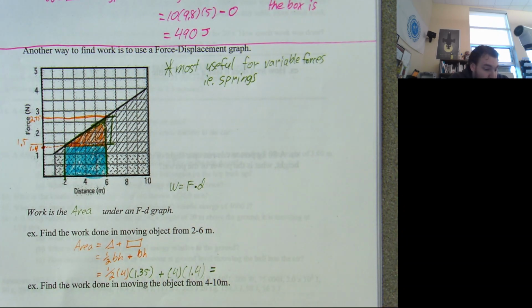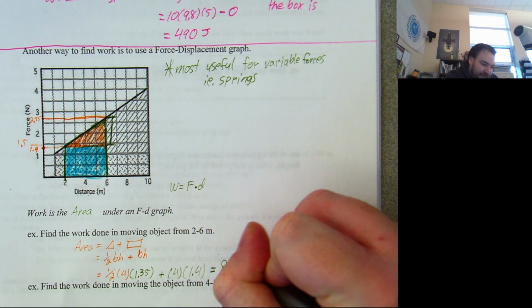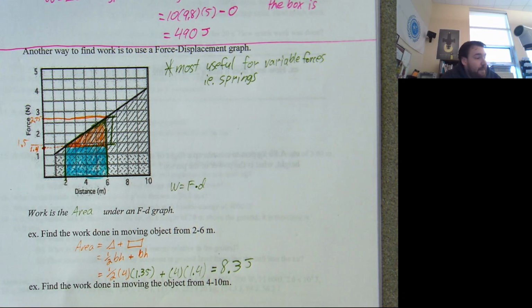And that's going to equal something in the neighborhood of 8. Times 4 times 1.35 should be in the neighborhood of 8. Plus 4 times 1.4. 8.3 joules. And that's it.